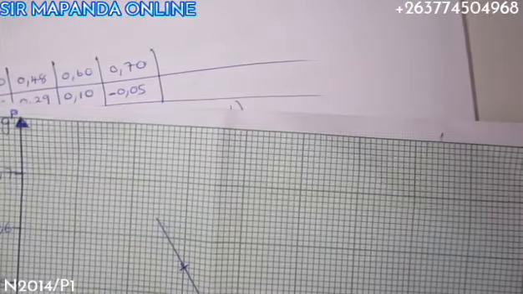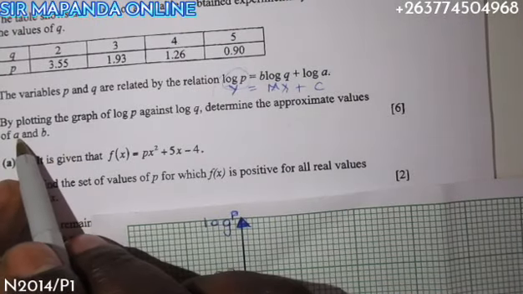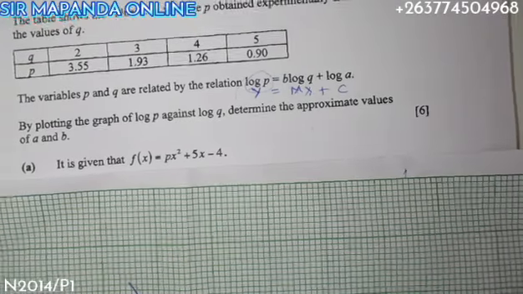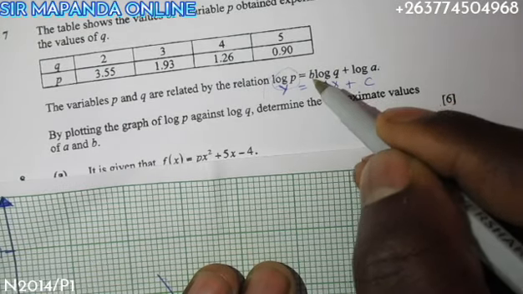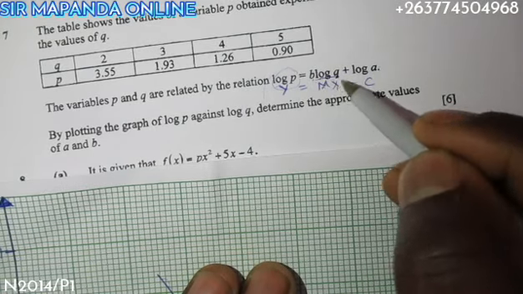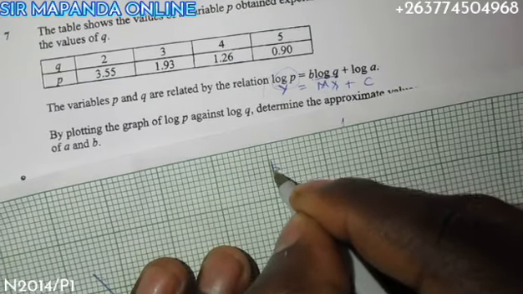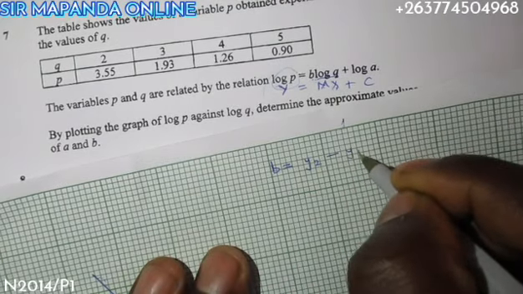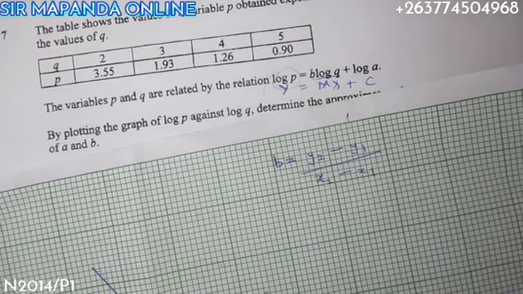We move on to part 2 of the question. Determine the approximate values of A and B, right? So to find, let me start with B. Remember, B is the coefficient of log Q, where log Q is our x in this case. So B is representing the gradient. So B is equals to y2 minus y1 over x2 minus x1. I hope you are following.